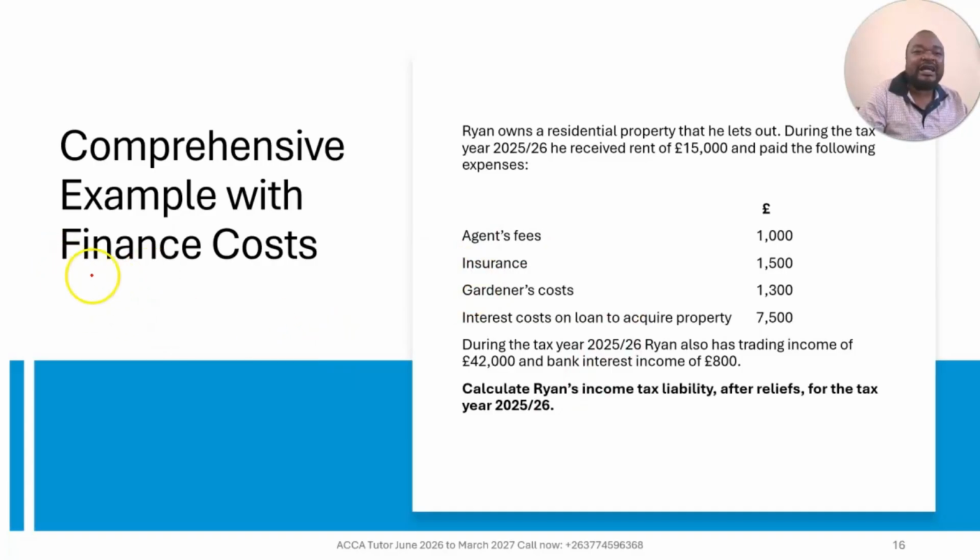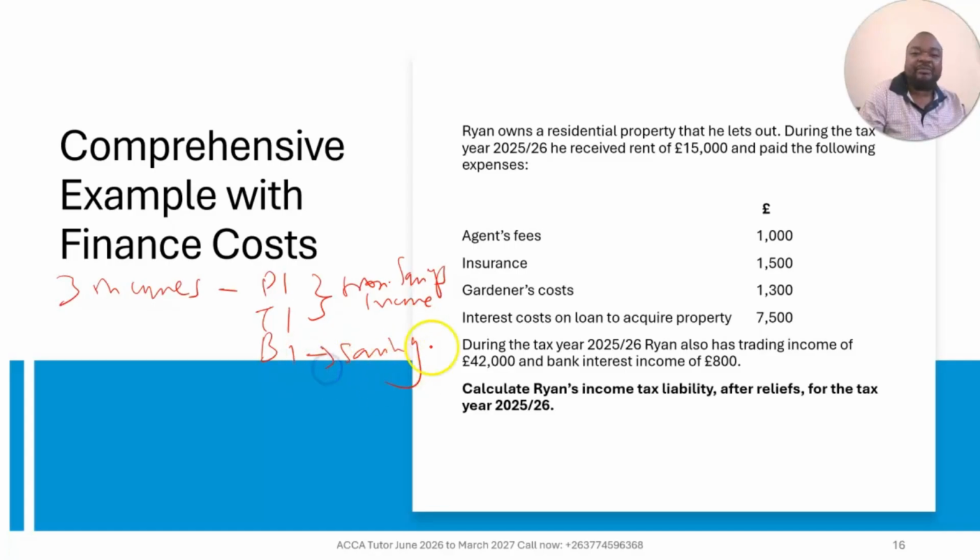I said that we are having three incomes. The first one is property income, then trading income, and then bank income. I said that the first two constitute non-savings income, and the other one is savings income. The bank interest income is savings income. This classification is very important because these incomes have different rules that apply to them.